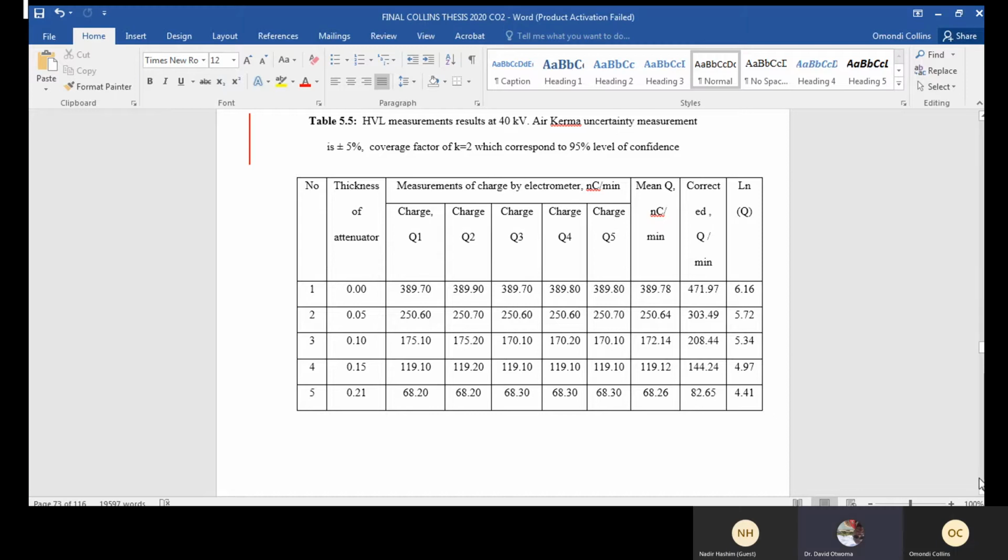Did you try plotting the thickness against the logarithmic one? No, I did not, but it's also possible to plot the thickness against the logarithmic one, and it will be a straight line. So do I continue? Maybe I can add another graph for the natural log. No, I think you already have a graph for natural log of Q versus thickness, so no need of another graph.